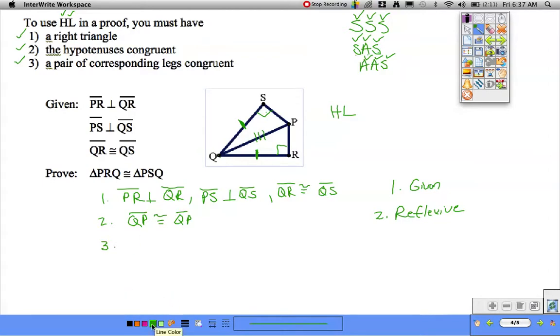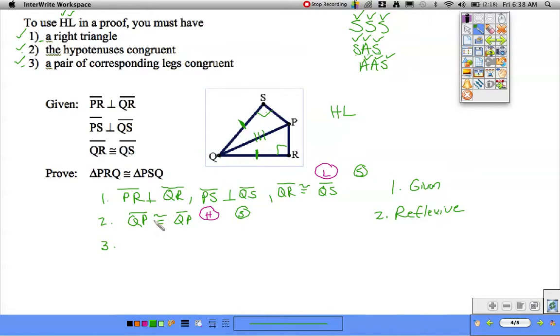So you may be tempted to say hypotenuse leg right here because QR and QS, there's my legs, and QP congruent to QP, there's my hypotenuse. So you may be tempted to end the proof right here and say triangle PRQ congruent to PSQ because hypotenuse leg. But we're not ready for that because yes, we've listed the hypotenuses, yes, we've listed the legs, but we've never said we have a right triangle. So technically, all I've really listed is a pair of sides and a pair of sides.